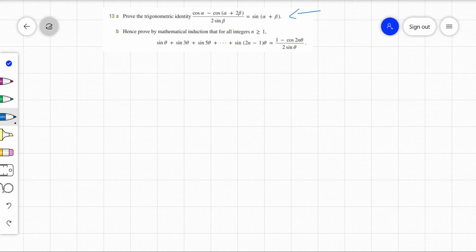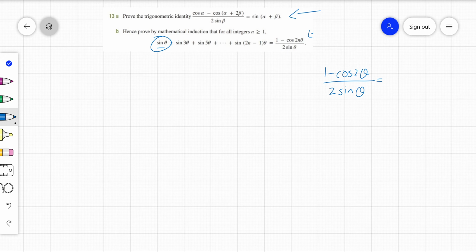Of course, we need the proposition. So let P of n represent the proposition. We're going to have a base case, so for example, when n equals 1, we've got just sine theta. We'll have sine theta on one side, and on this side we'll have 1 minus cos 2 theta on 2 sine theta, and it has to equal sine theta.